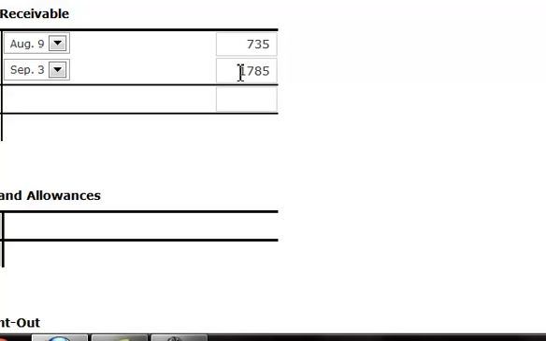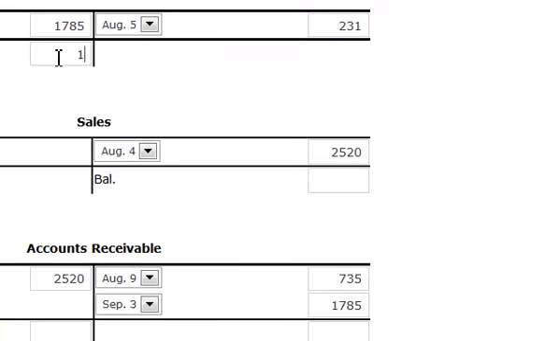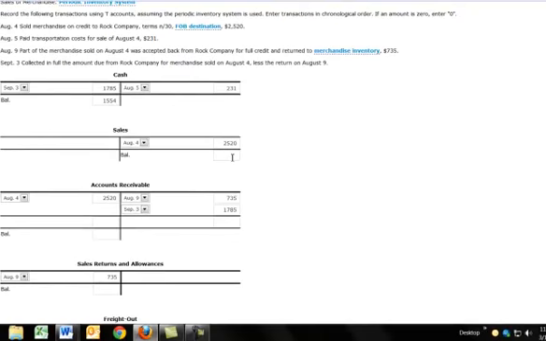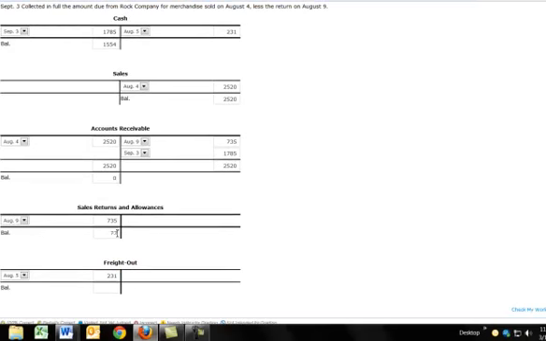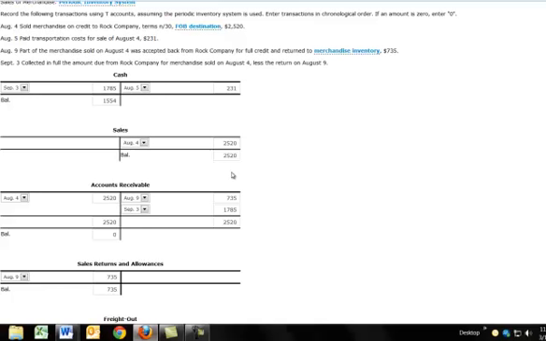So now what we will do is we have done the transactions, and now we will foot and balance our accounts. That leaves us with $1,554 in our cash account. Sales is $2,520. We will foot our accounts receivable accounts. So we have $2,520 on the credit side and $2,520 on the debit side, leaving us with a balance of 0 for accounts receivable. Sales returns and allowances has $735, and Freight In has $231. So we have completed the transactions under the periodic method for the sales of merchandise.